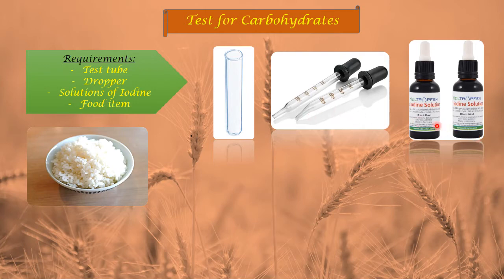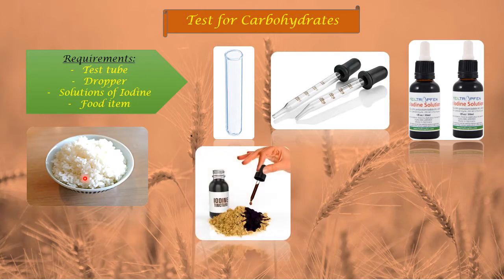And here is the iodine solution. This is one of the chemical solutions which will help us identify whether the food item contains carbohydrate. And here I have just taken a picture of rice. That is the best example we can give for carbohydrates. We can also take wheat, flour, whatever it is. Any sample that we can take for testing purposes.